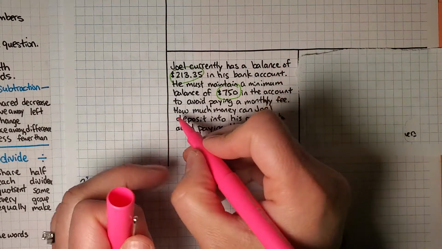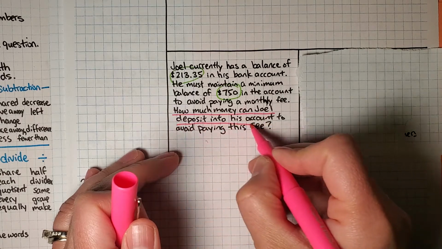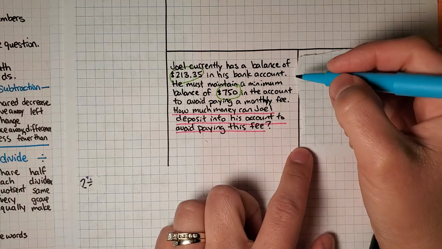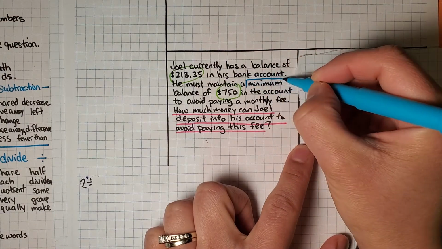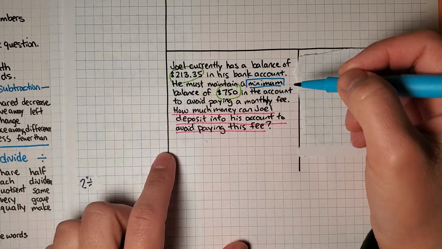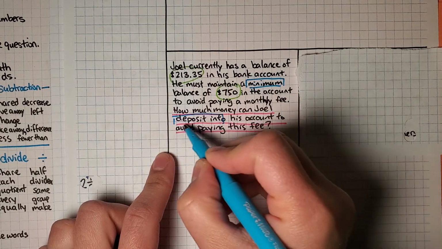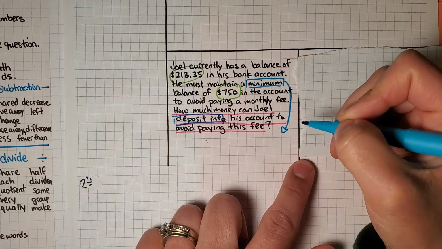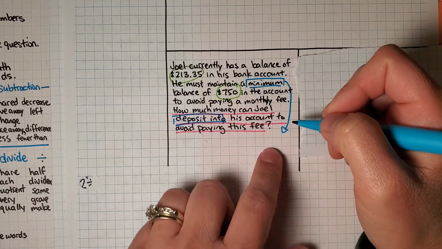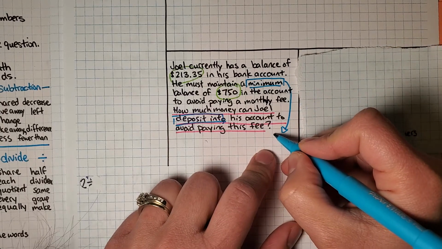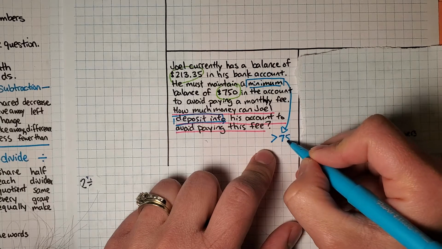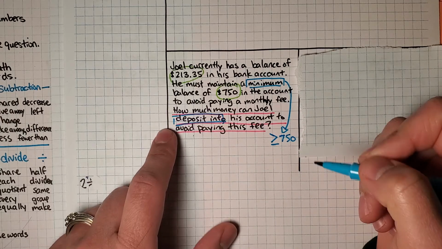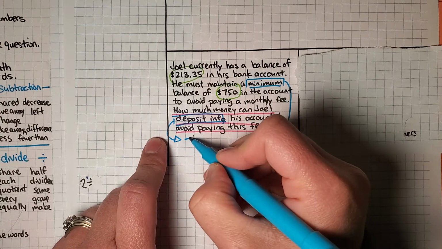underline the question. How much money can Joel deposit into his account to avoid paying this fee? Box the math action words. So I'm going to box minimum. I'm going to box deposit into. This minimum means at least. So the inequality we're going to use is this one with 750 on this side. And it can also be equal to that, so we're also going to put that. Deposit into, that's adding.